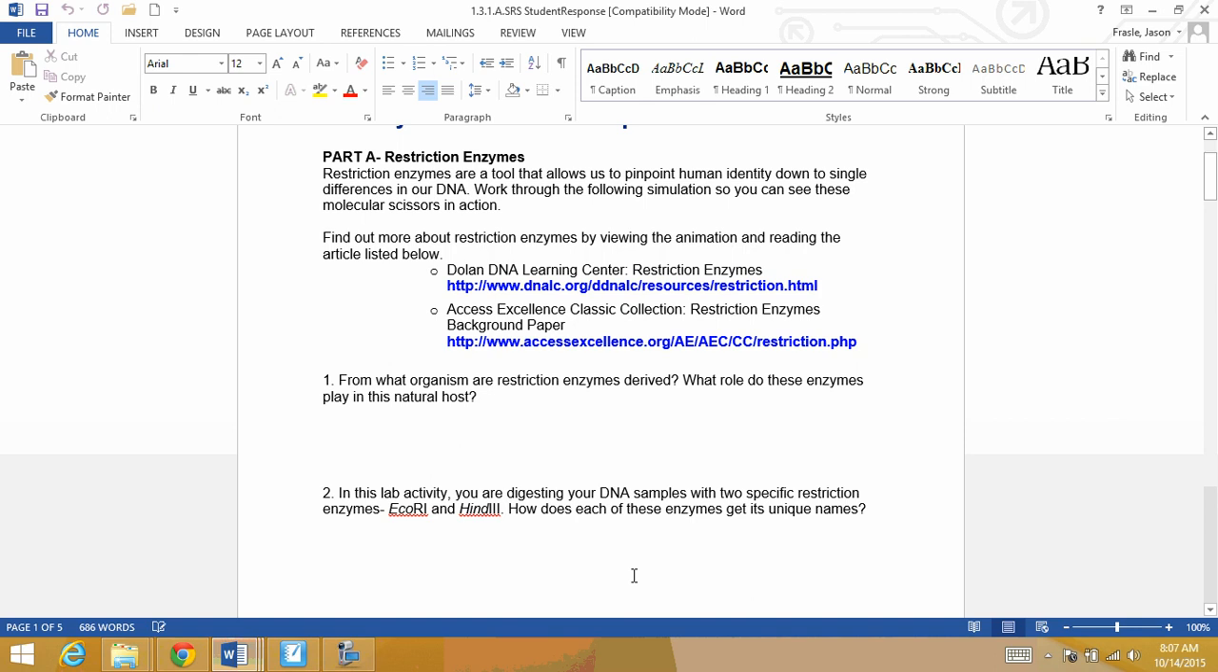To cut this, for number one, you guys figured out we have to cut DNA. All right, and to cut DNA, we need different enzymes. All right, and what was your answers for number one? From what organisms are restriction enzymes actually found in or derived in? Bacteria. Yes, they are from bacteria, but now, what do they play in a natural host?